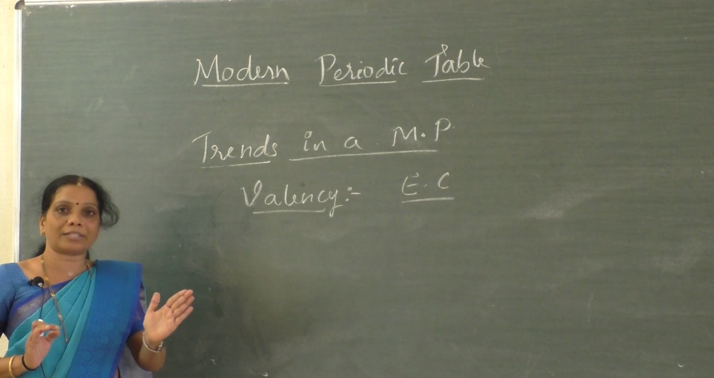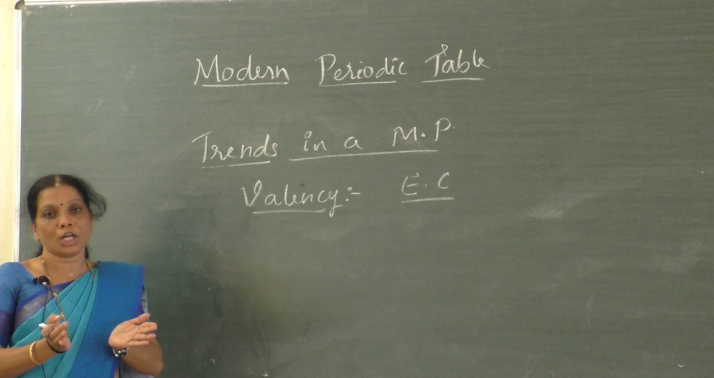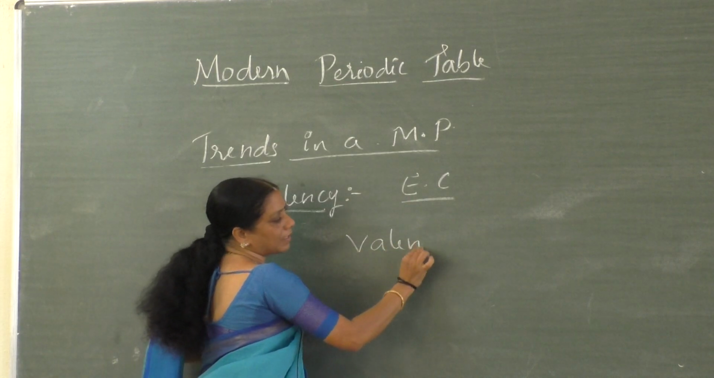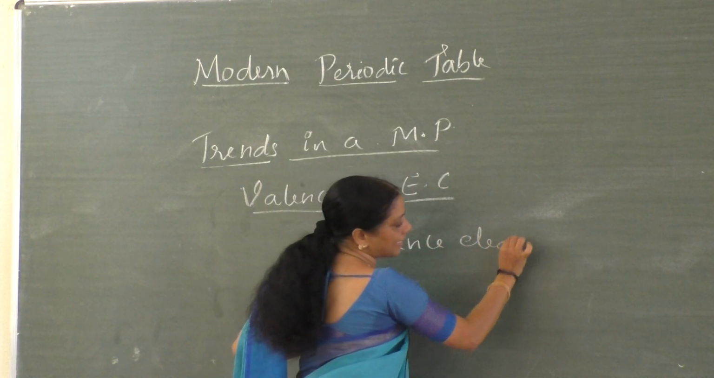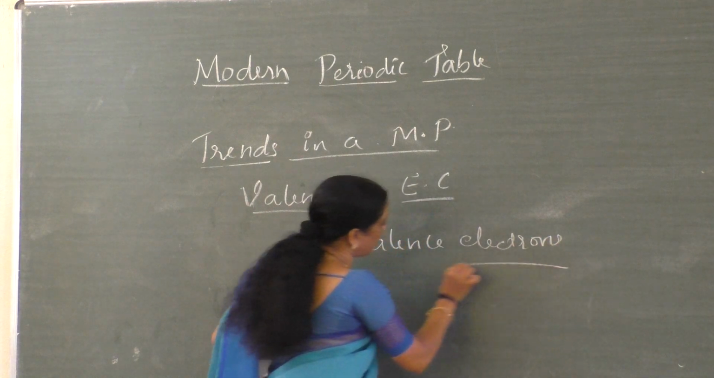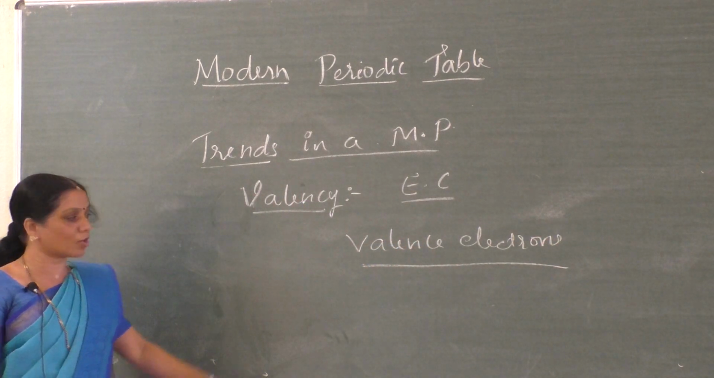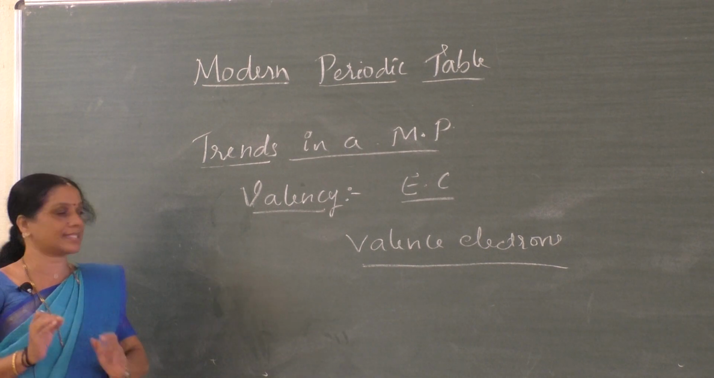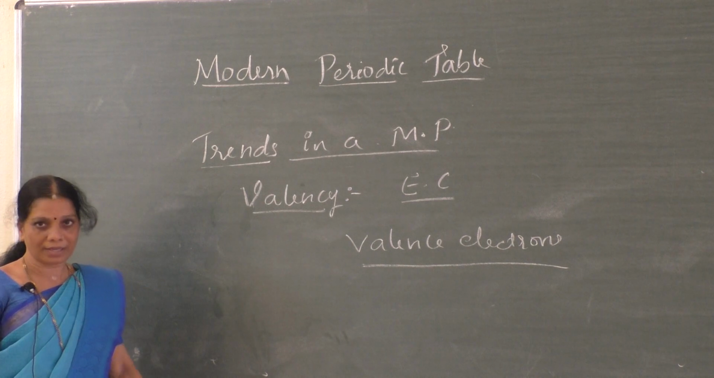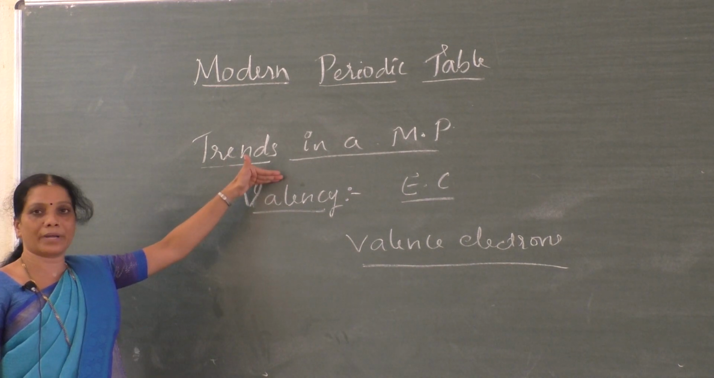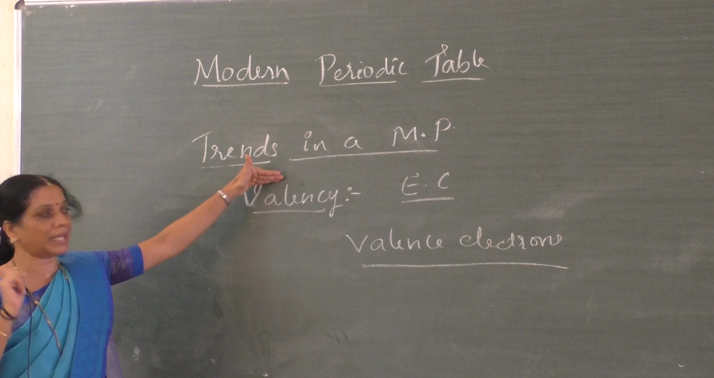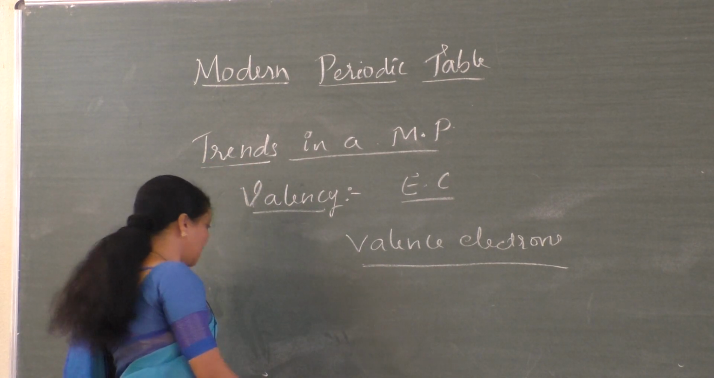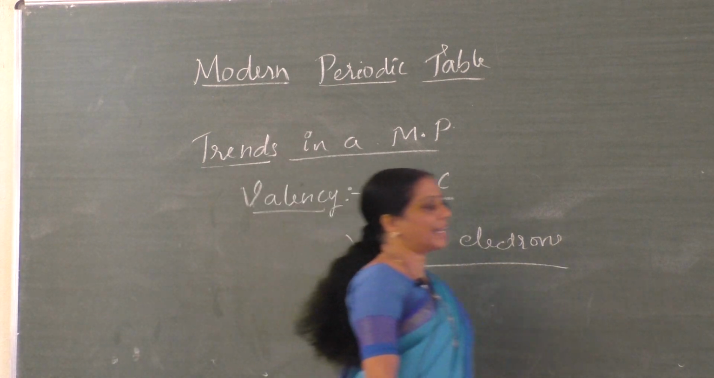The number of electrons present in the outermost shell, those electrons are called what? Valence electrons. The number of electrons present in the outermost shell are called valence electrons. These valence electrons always decide the valency of an element. Followed now students? Valency is nothing but the combining capacity of an element. How to calculate the combining capacity of the element using the number of valence electrons?